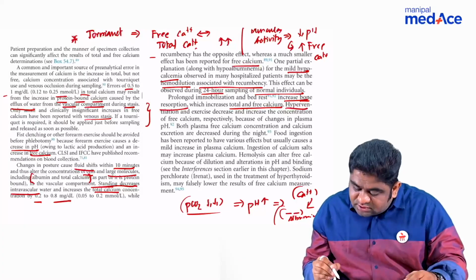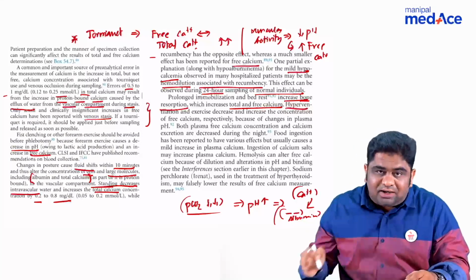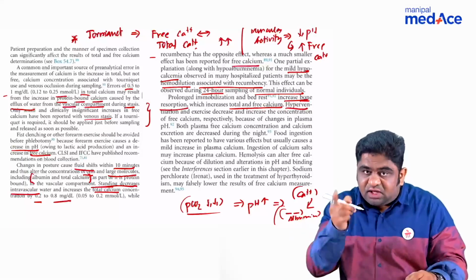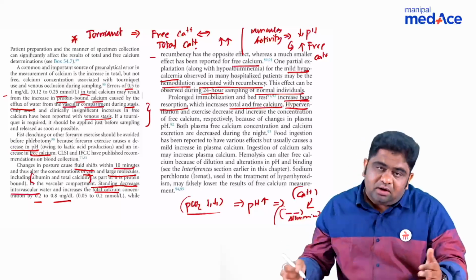Now look at this part. In the case of exercise, pH is decreasing. I told you about the lactic acid accumulation. When the pH is decreasing, free calcium increases. When the pH is increasing, free calcium decreases. So these two make a very good statement.